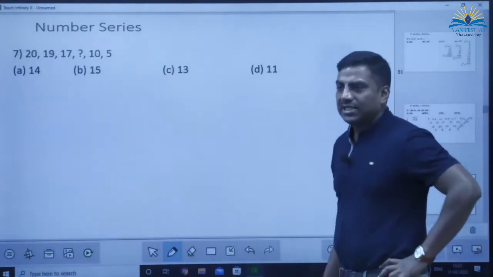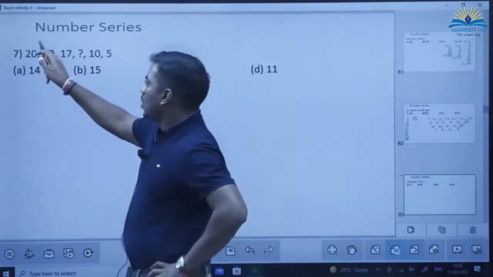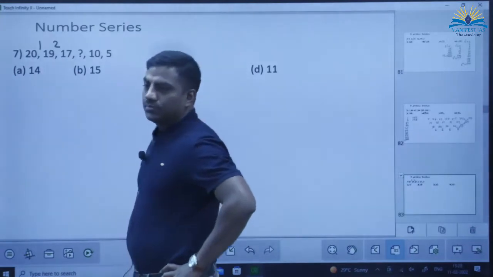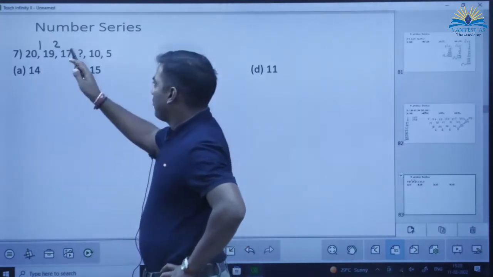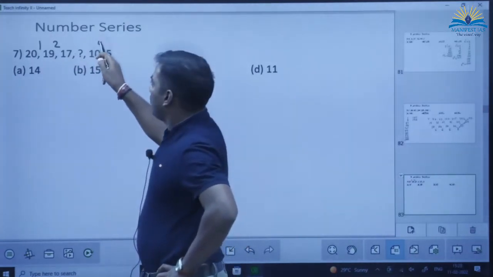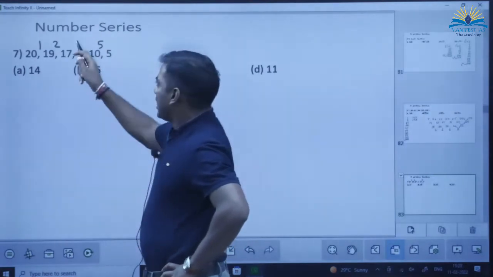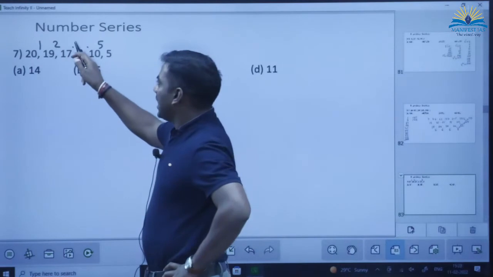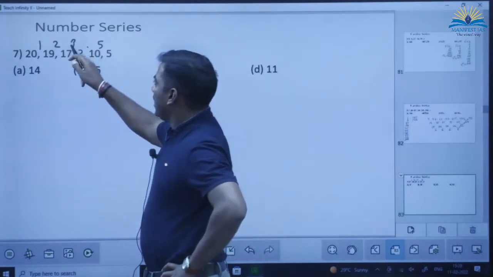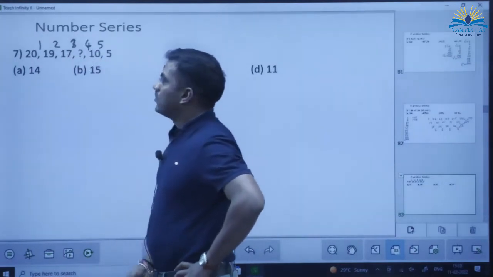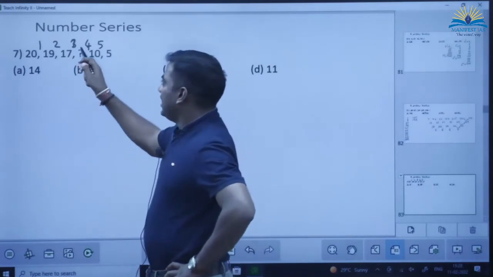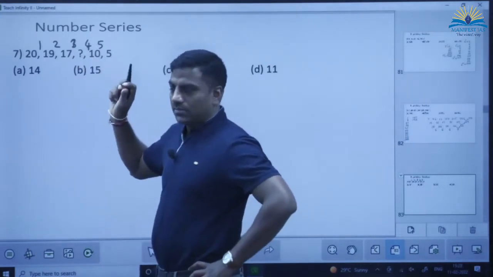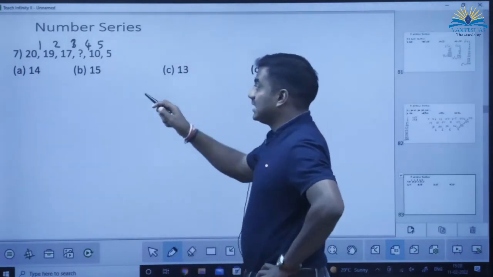Next, decreasing order. 1, 2. Okay, here we can't get. Here 5. Then there are places for 2 differences here. 1, 2, missing are 3 and 4. So 17 minus 3 is 14, or 10 plus 4 is 14. This is the easiest.